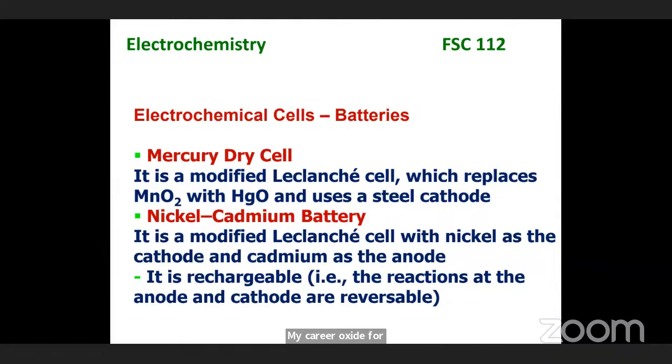The next one is a nickel cadmium battery. It's also like a Leclanché, but you are now using nickel as the cathode and cadmium as the anode, hence the nickel cadmium name. You notice that in the mercury dry cell, you are using the mercury oxide as the paste as well as the anode, and you are using steel as the cathode. But in the nickel cadmium, you have nickel as the cathode and cadmium as the anode.